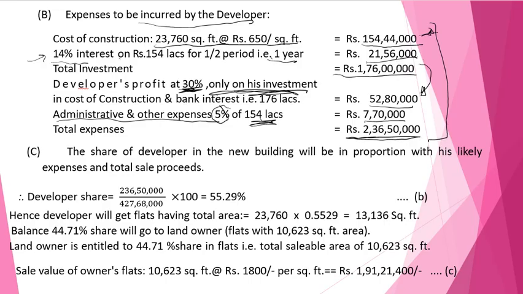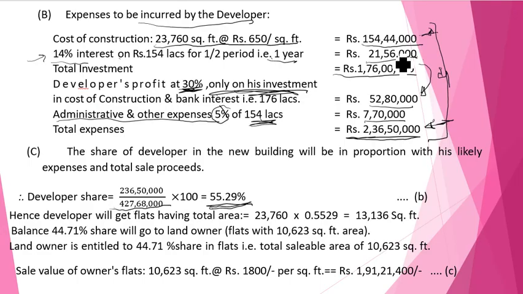Now see here, this is the total expenses, and the total value as on date comes out to be 4 crore 27 lakh 68,000. So from here you can find out the developer's share. Developer's share will be 2 crore 36 lakh 50,000 divided by 4 crore 27 lakh 68,000. So developer's share is 55.29%.